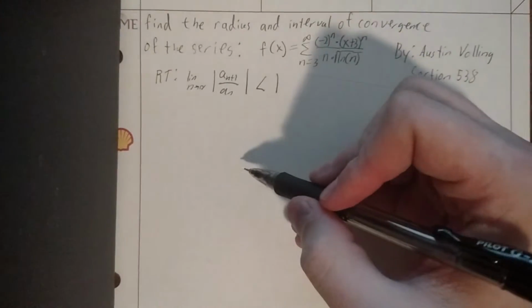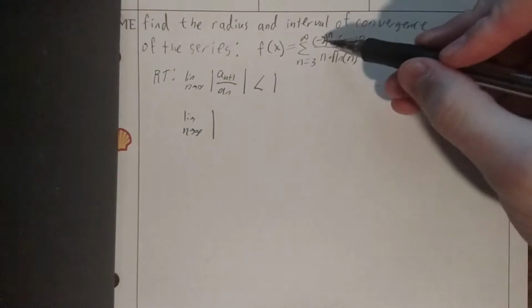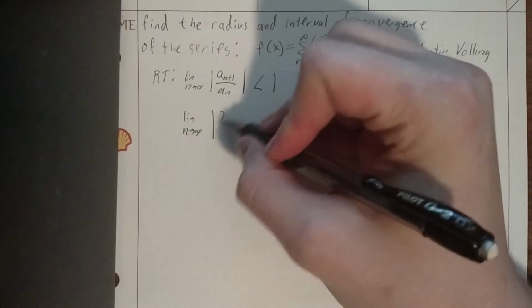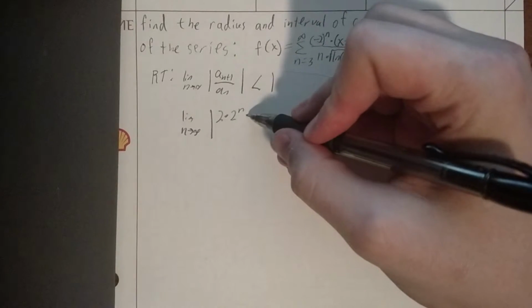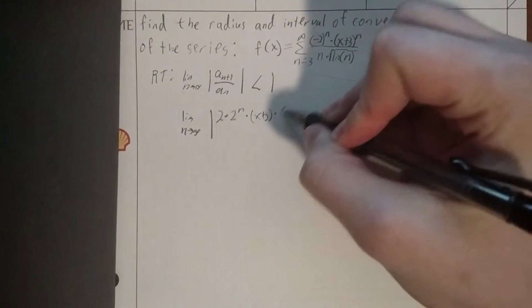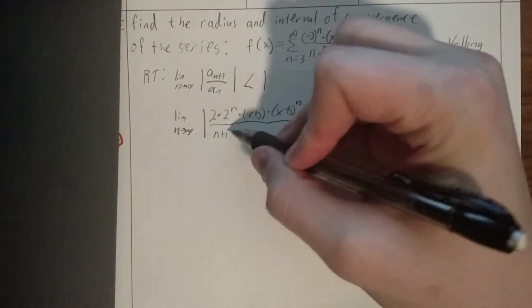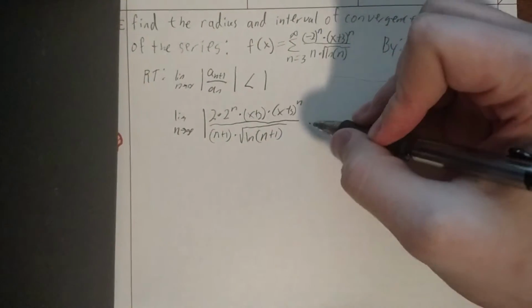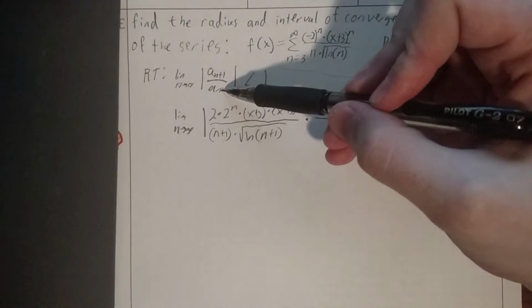So we will do this by taking the limit as n approaches infinity of the absolute value, and because we're taking the absolute value, we can just get rid of this negative sign in front of the 2. So 2 to the n plus 1 can also be written as 2 times 2 to the n, and the same thing with x plus 3 to the n plus 1, which is x plus 3 times x plus 3 to the n, all over n plus 1 times the square root of the natural log of n plus 1, then multiplied by the reciprocal of a of n.